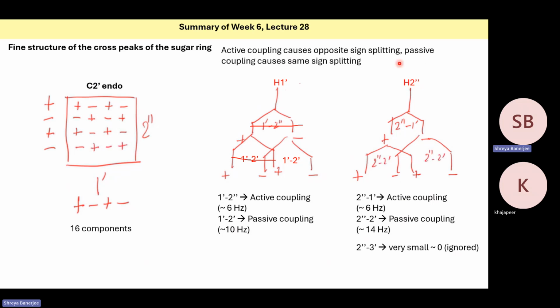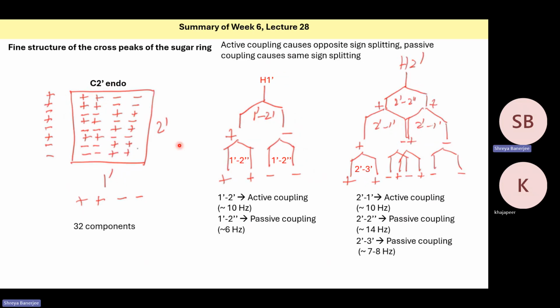So the fine structure of H2 double prime is plus minus plus minus. That is what you have written here. So now you can multiply this to find the different signs of the fine structure. And basically you have 4 into 4, 16 components of this peak.